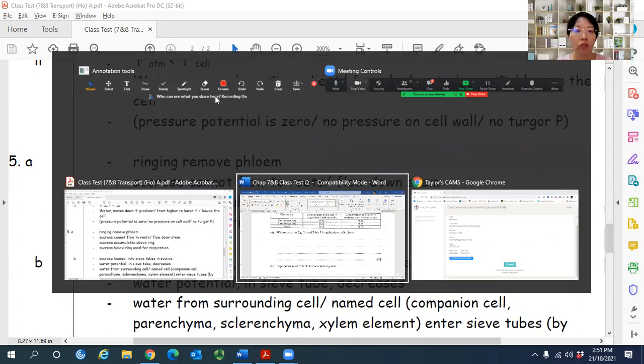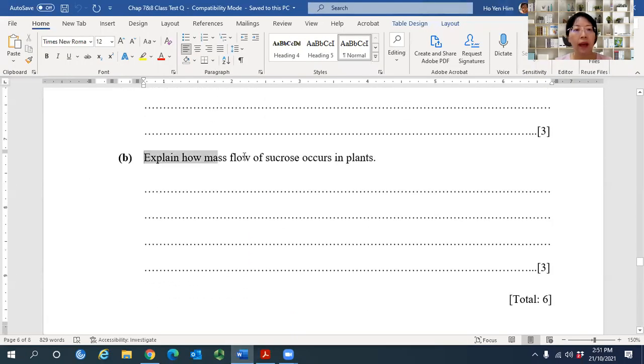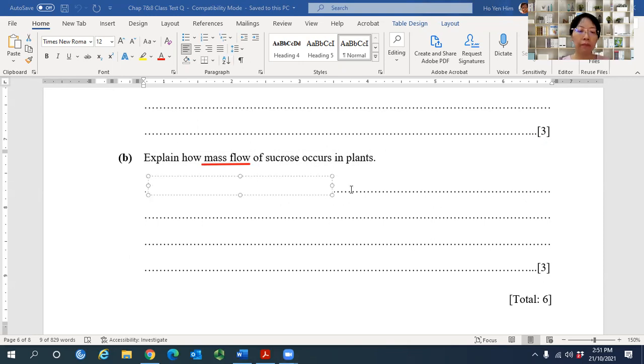All right, so next question B. Explain how mass flow of sucrose occurs in plant. Mass flow. Okay, how mass flow of sucrose occurs in plant. So we know that mass flow actually occurs in the sieve tube, right? So therefore, based on this question, you must always start answering from the question itself. It's talking about mass flow, and mass flow occurs in sieve tube. So you need to start answering from sieve tube. So why is there a mass flow in a sieve tube?